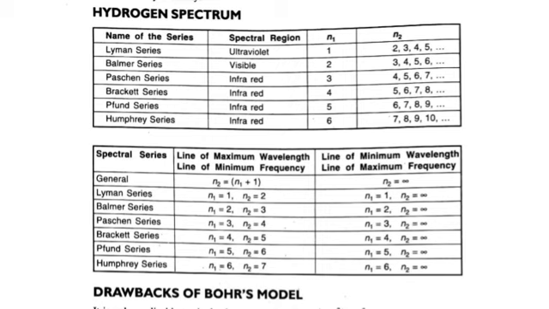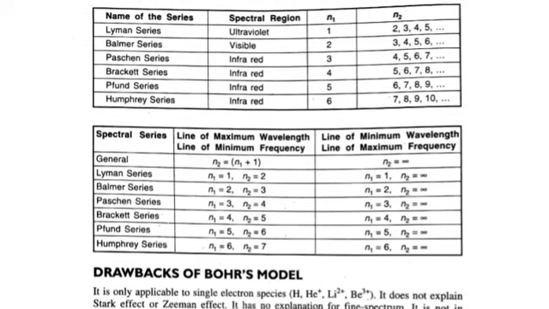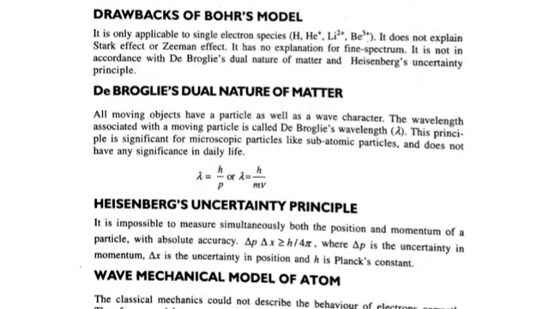Now let's talk about the drawbacks of Bohr's model. What are the drawbacks of Bohr's model? It is only applicable for one-electron species like hydrogen, helium plus, lithium 2 plus, beryllium 3 plus. It does not explain the Stark effect or Zeeman effect. It has no explanation for the line spectrum or fine spectrum. It is not in accordance with the de Broglie dual nature of matter and the Heisenberg uncertainty principle.